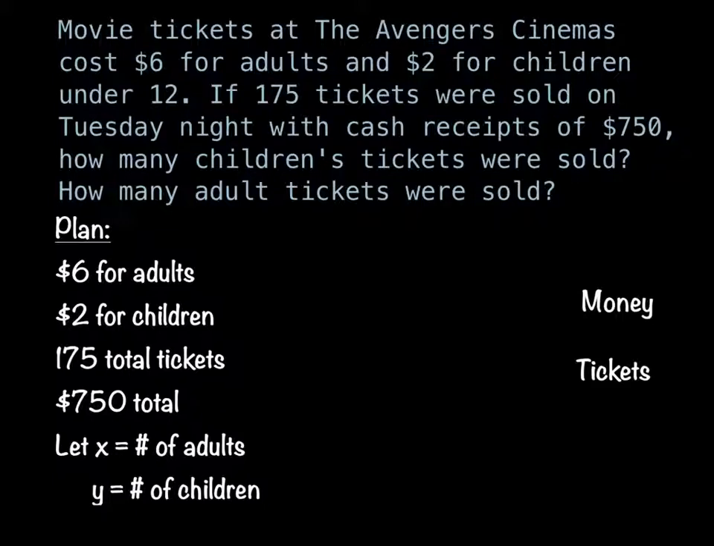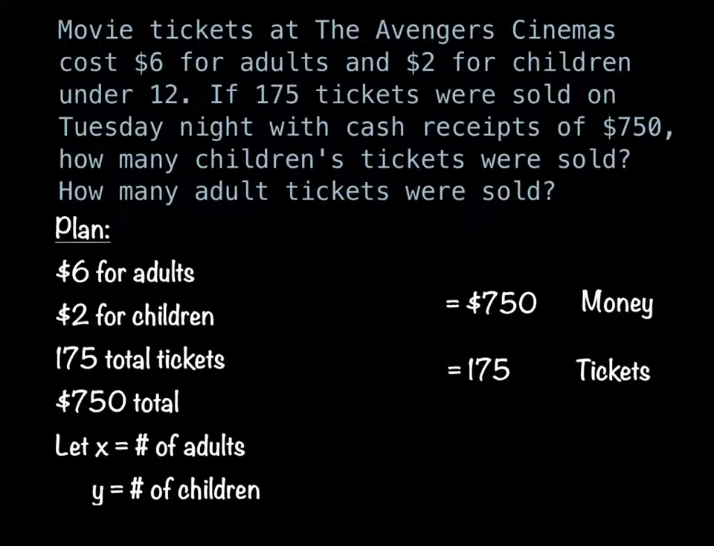So if I look at my plan, as far as money goes, I know I have a total of $750. So that means that one of my equations, the money equation, is going to equal 750. If I look at my next total, I have a total of 175 tickets, which means that my second equation must be equal to 175.